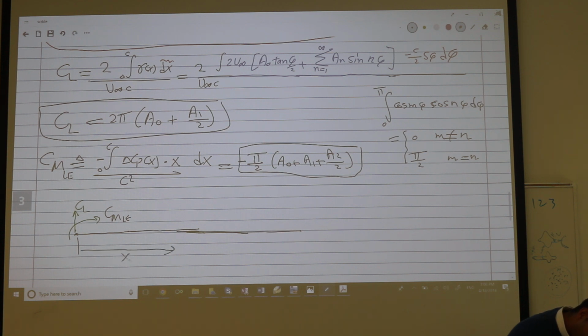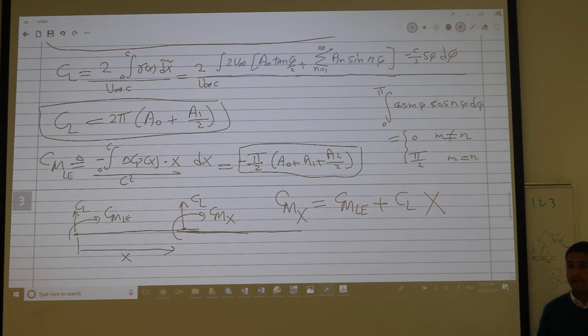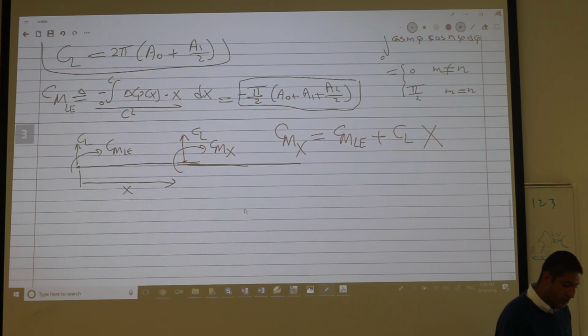For any other x, I can transfer this as another lift and another force on the moment. It's the same force, but another moment, right? Cmx, correct? Which is simply Cmx is equal to the same moment at the leading edge plus Cl times x, the non-dimensional one. So one particular x that we're interested in, what are the interesting x's?